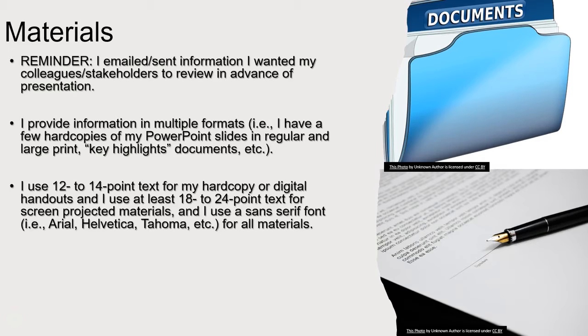I checked to make sure I use 12 to 14 point text for my hard copy or digital handouts, and I use at least 18 to 24 point text, maybe even larger, for screen projected materials, and I use a sans serif font for all of my materials. Examples of a sans serif font are Arial, Helvetica, Tahoma. Sans serif fonts are really readable. They're very easy to read, and I think it's pretty obvious why you don't want to go lower than a 12-point font, because that makes it harder to read. To change these settings, to make sure you have even changed your default settings within a Word document, I show how to do this in that tutorial video.